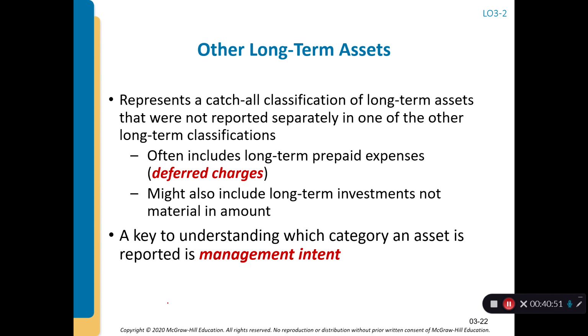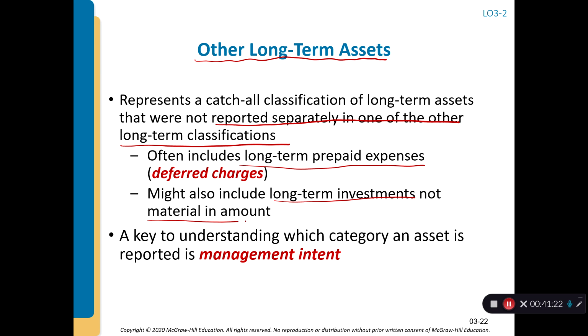And the other long-term assets. It means that the balance sheet often includes a catch-all classification of long-term asset called other long-term assets, right? These include the items not reported separately in one of the other long-term classifications. It often includes long-term prepaid expenses, or might also include long-term investments not material in amount.